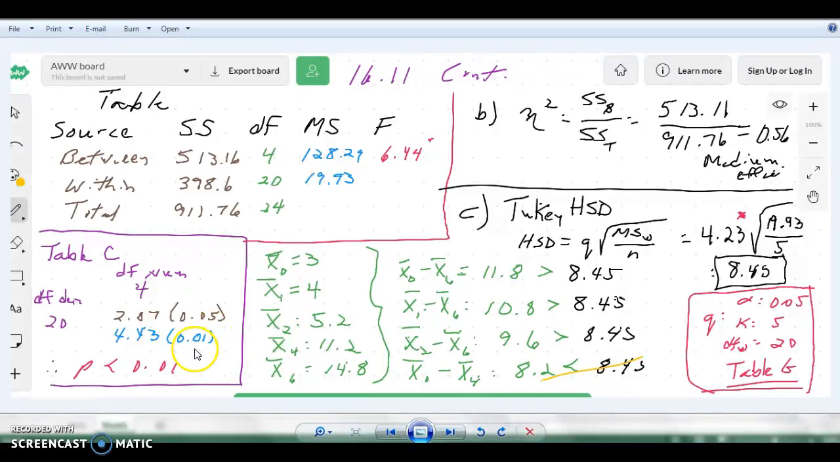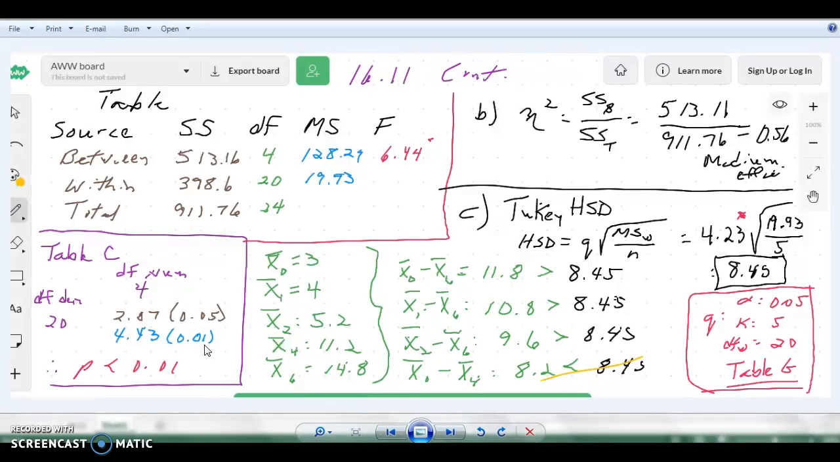But if our alpha or level of significance was 0.01, then we wouldn't have a great enough F statistic to reject the null. But in this case, we have 6.44, which is beyond 4.43, which means that even at a level of 0.01, we can reject the null hypothesis.